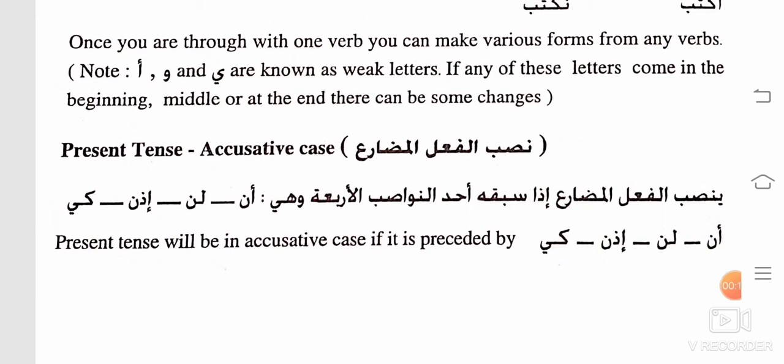So here is a point. Alif, waw and ya are known as weak letters. If any of these letters come in the beginning, middle, or at the end, there can be some changes. So some changes will happen when alif, waw, and ya come in the beginning, middle, or at the end, because these letters are weak letters.